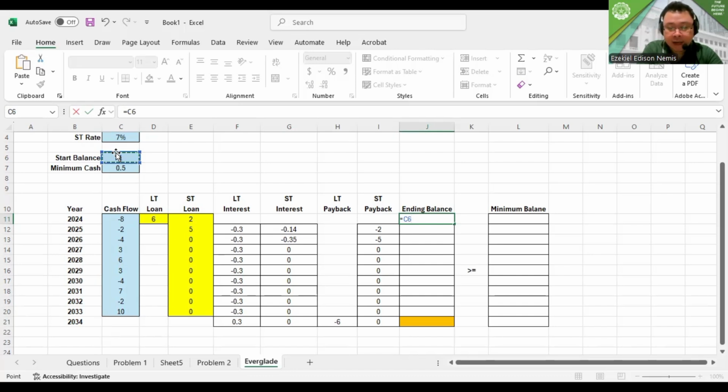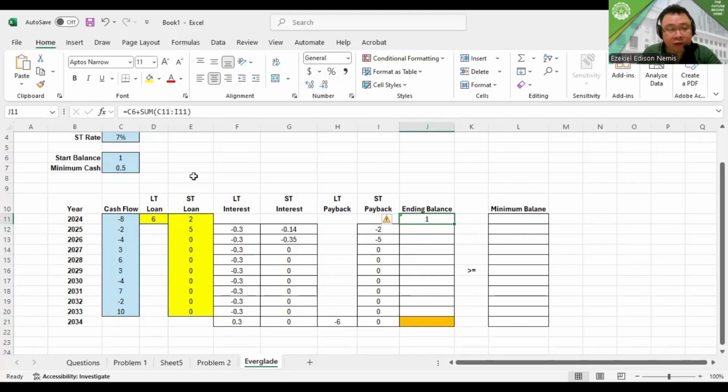Then plus, sum plus. All right, put sum, open parenthesis, then highlight the data from cash flow to short-term payback, then close parenthesis, press enter. All right, so you have a beginning balance. So yan, ito yung starting balance natin. All right, and then this is from here.